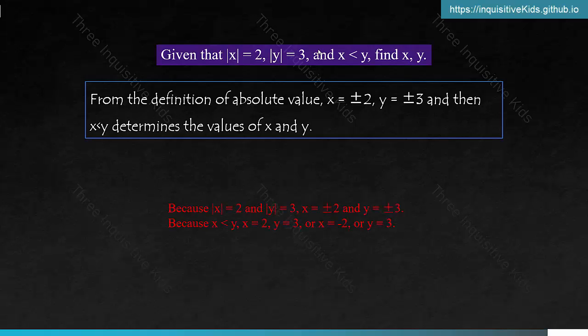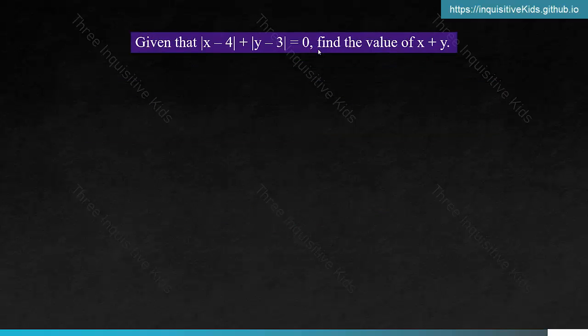Because the absolute value of x is equal to 2, and absolute value of y is equal to 3, then x will equal positive or negative 2, and y will equal positive or negative 3. Because x is smaller than y, x will have to be 2, and y will have to be 3. Or x is negative 2, and y is 3.